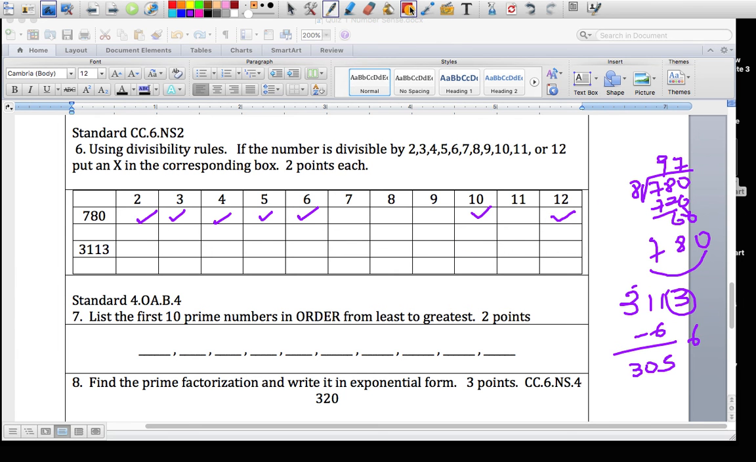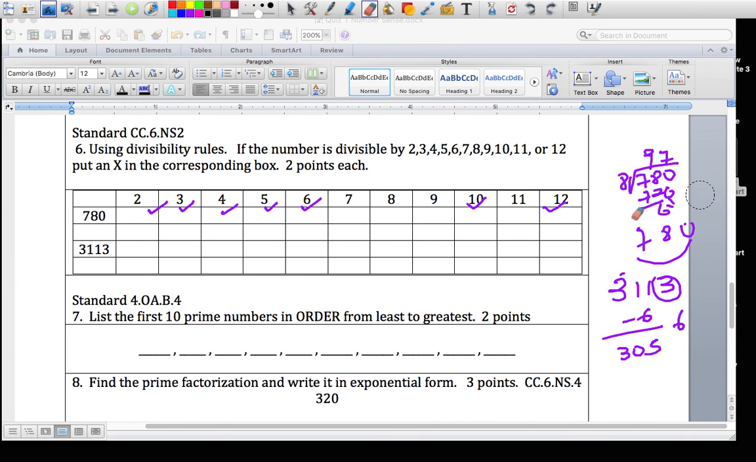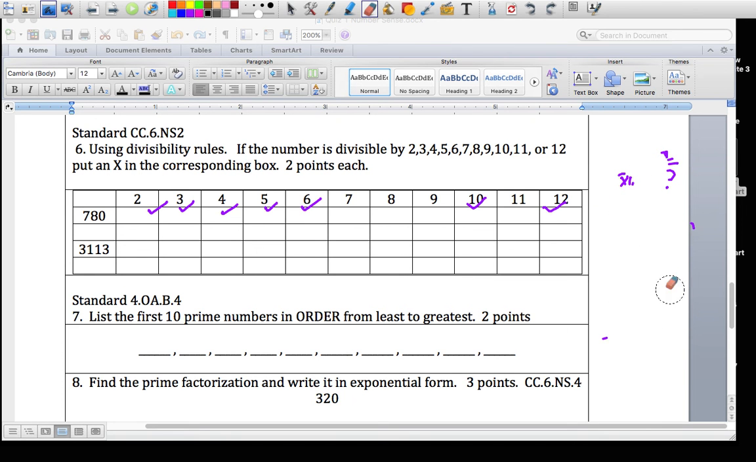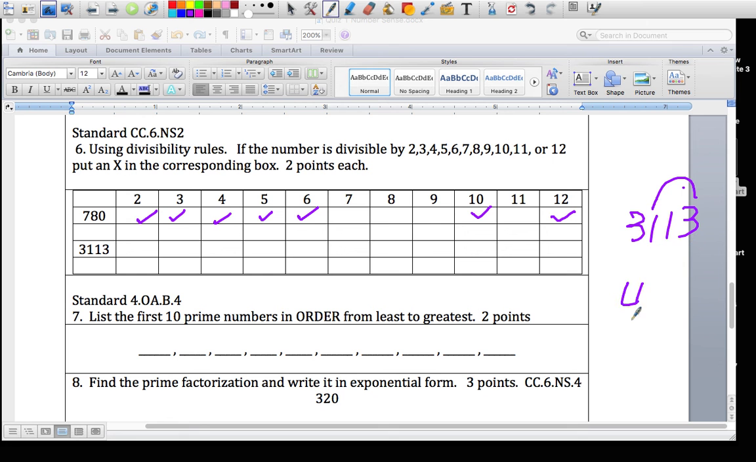11, let me just clear the side here. Okay. Clear this side. And 3, 1, 1, 3. You add the first with the third, and 3 plus 1 is 4. You add the second with the fourth, and 3 plus 1 is 4 again. Subtract those two, you get 0. So it's definitely a multiple of 11. 12? Nope, it didn't work for 3 or 4. So that's it. That was a little bit tricky.